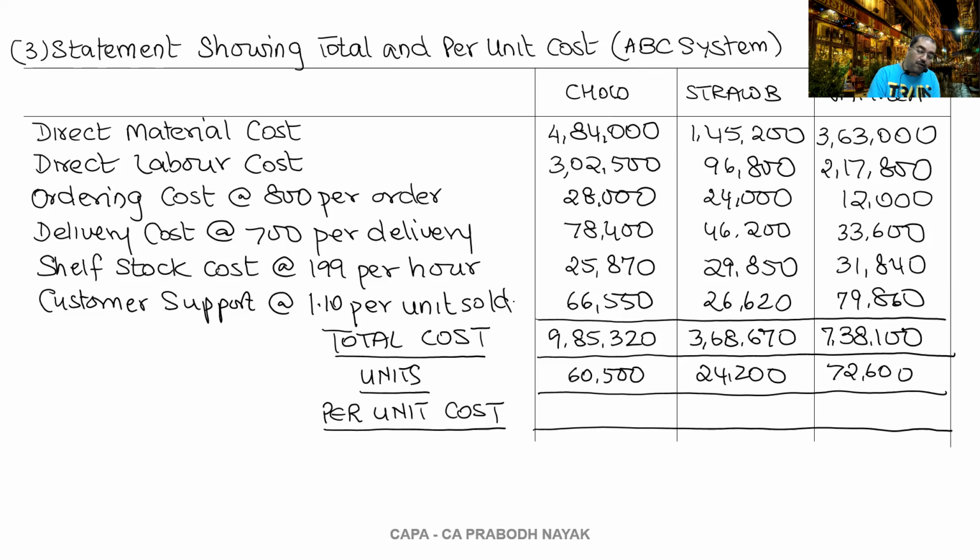Okay. Now find out the per unit cost, divided by number of units. 16.29. Second one, 15.23. Last one, 10.17.